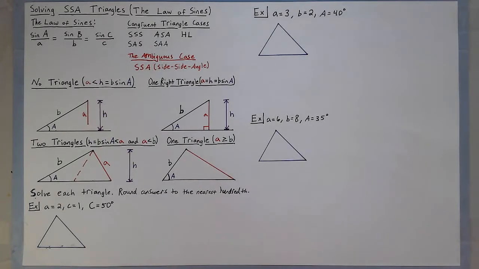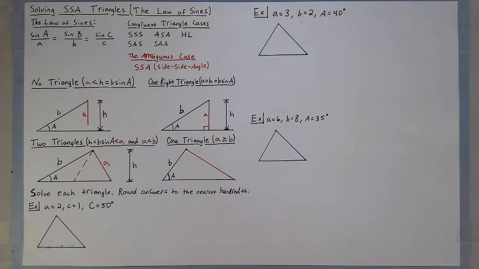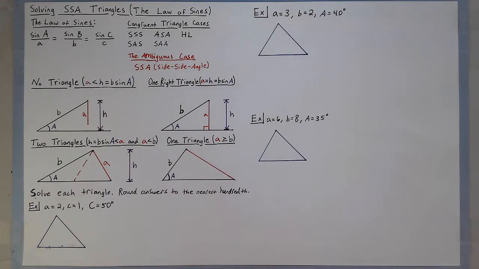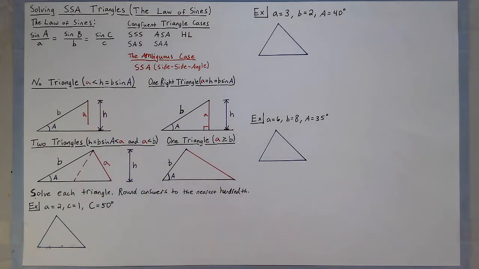Now, let's look at a few situations. Let's solve each of these triangles, rounding answers to the nearest hundredth. I will not be referring to these cases until after I go through solving, because I want to show you what it looks like to go about solving this normally, and then what situations you can run into, and then I'm going to explain why we're getting that particular type of situation.